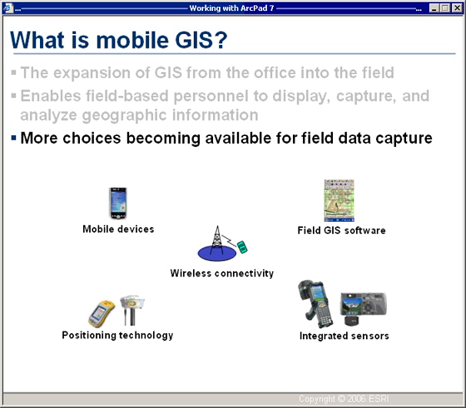Mobile GIS is a growing technology, and more choices are becoming available. It integrates several technologies, including a broad range of mobile devices, GPS positioning system, field GIS software, wireless connectivity to access real-time information, and integrated sensors such as digital cameras and RFID scanners to record descriptive feature attributes.